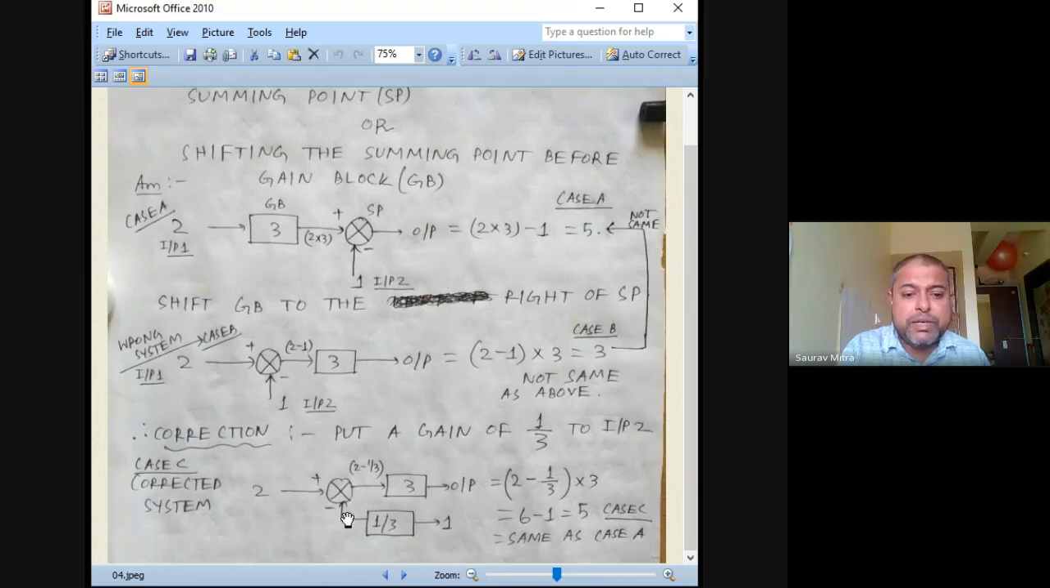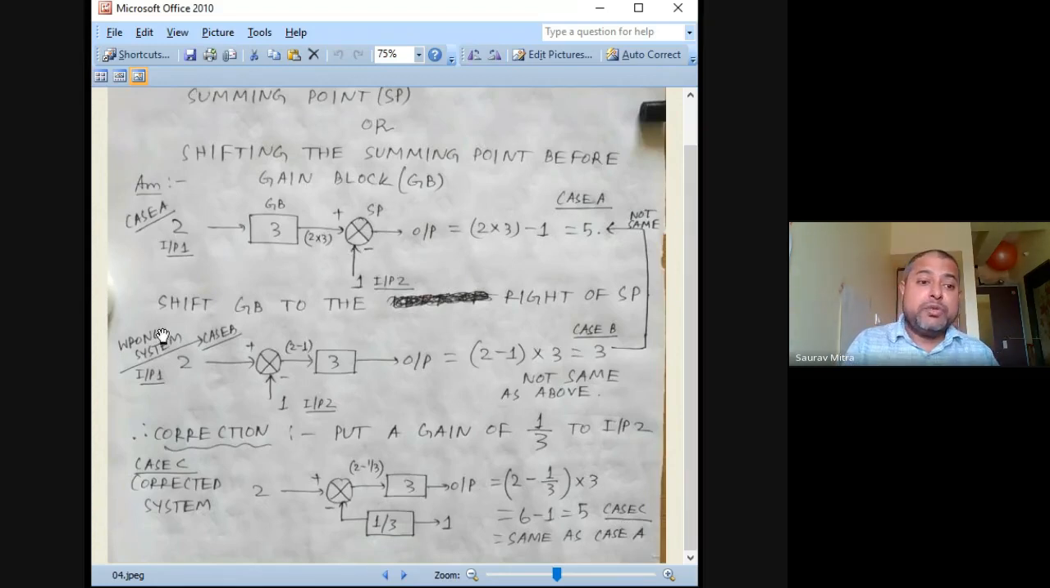So this is 1 into 1 by 3. So 1 by 3 comes here. The 2 comes here, and this 1 by 3 is actually negative. So this signal is 2 minus 1 by 3. Both the things are getting multiplied with 3. So it becomes 2 minus 1 by 3 into 3. That is 6 minus 1, that is equal to 5. So the top case is called case A.